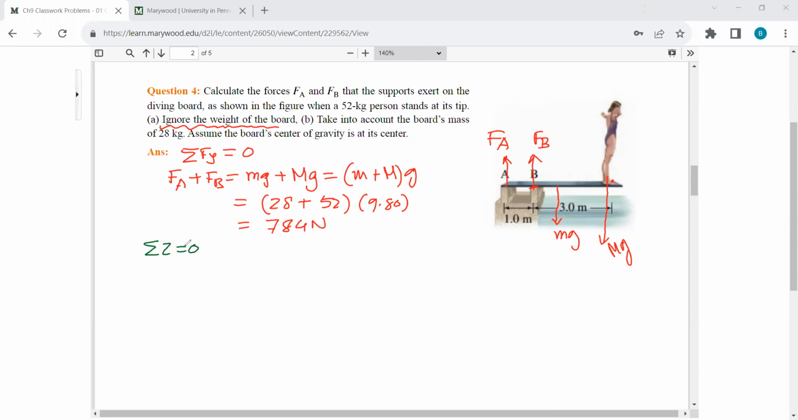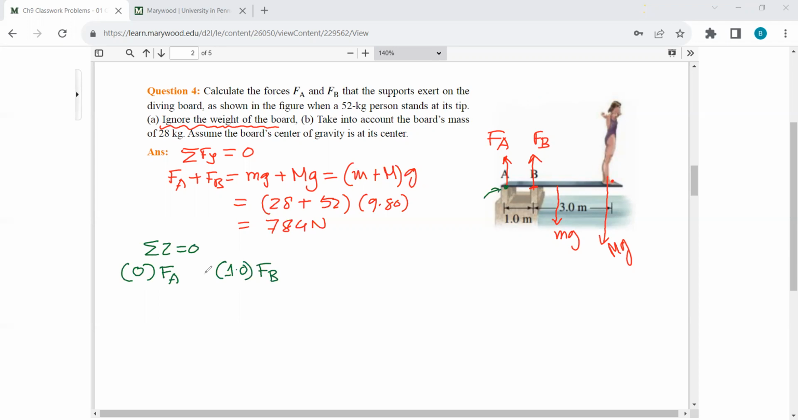Now again, the sum of torques equal to 0. Similar to the last problem, let me call this our axis of rotation, and you see all the forces are perpendicular. So sine theta equals sine 90 degrees, which is equal to 1. So it's very similar to the last problem. The lever arm for FA is 0. Lever arm for FB is 1 meter.